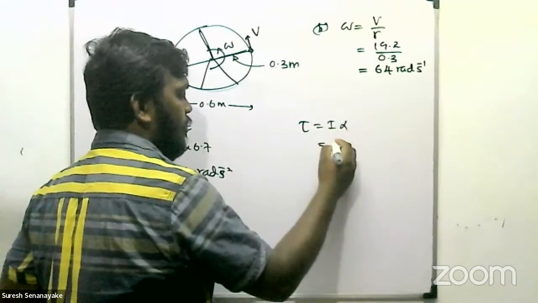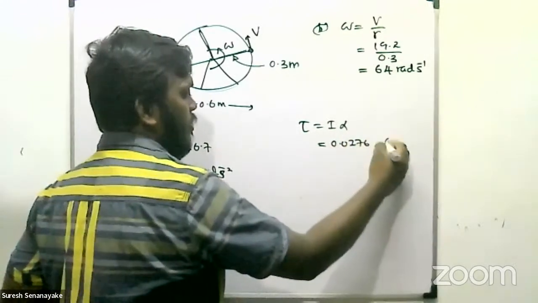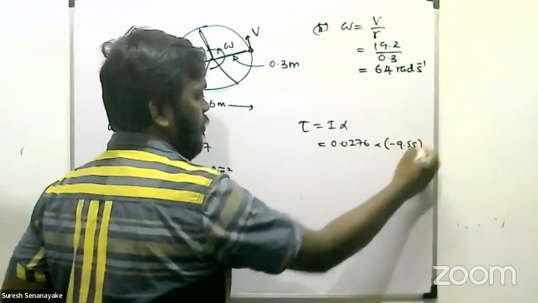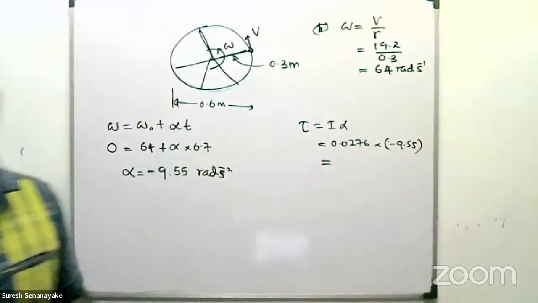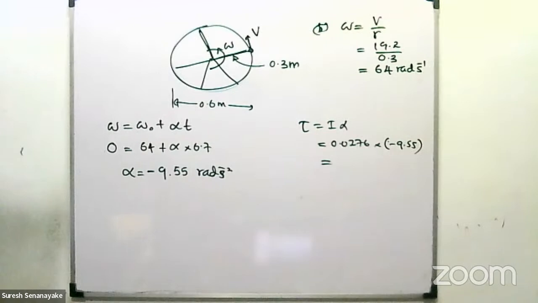So directly, tau equals I alpha. Then I we know that is 0.0276. Alpha is minus 9.55. Then you can get the frictional torque applied, which is approximately minus 0.26.